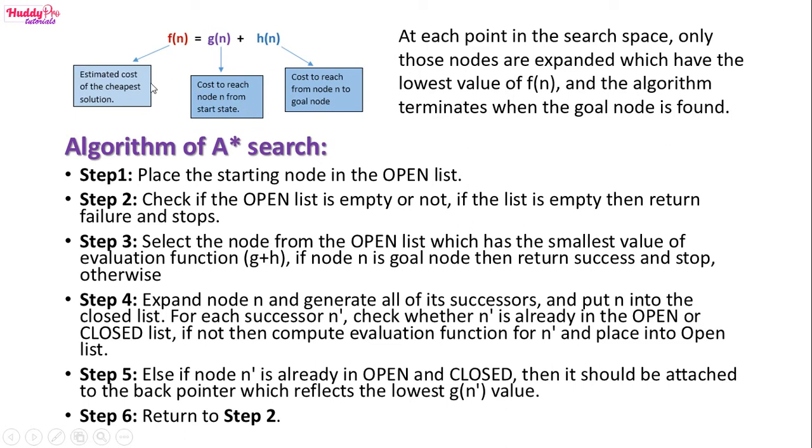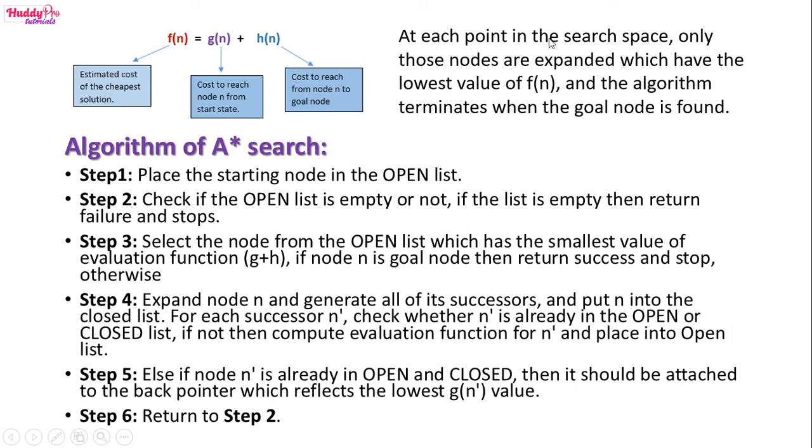And the combination of these two will give us the estimated cost of the cheapest solution. g of n is the cost to reach node n from the start state. So from the start state up to a certain node, what's the cost? But h of n, the heuristic function value, is the cost to reach the goal node from the node, not the start but the goal node. A combination of the two gives us what we call the fitness number, and it's the fitness number that will be used to decide which node to take. So that's how the A* search works.